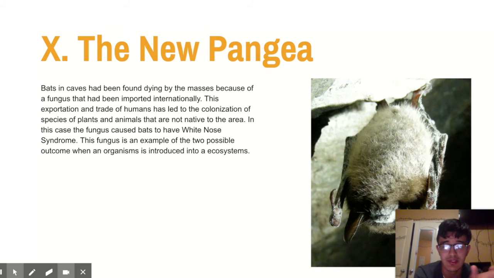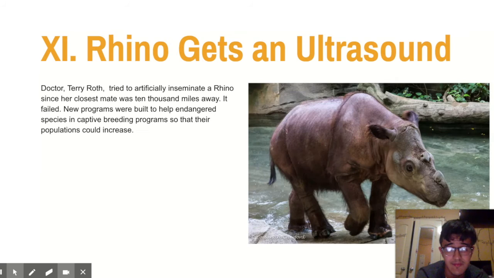And Pangea. So bats in an ecosystem were found dead in caves, and the cause was found to be a fungus that caused the bats to develop white nose syndrome. And the fungus had been exported to the United States from Europe, which shows how other organisms have two possible outcomes when they are introduced into an ecosystem: they either survive or they don't. And here we come back to the symbiotic relationship, which we have learned before, and in this case the fungus acts as a parasite to the bat, ultimately killing its host in the end.